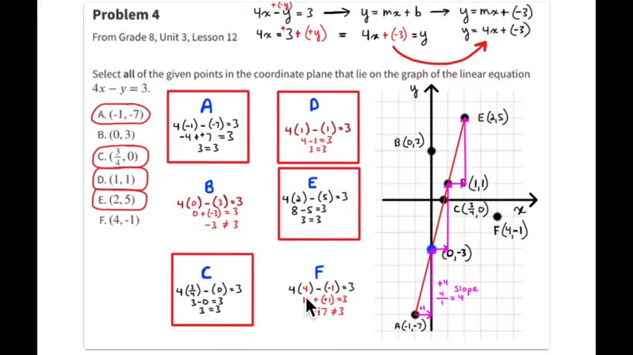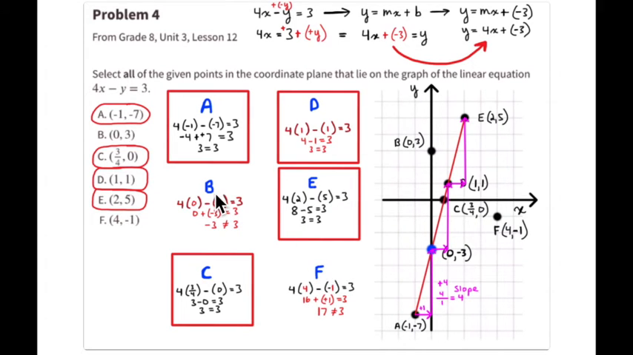X equals 4. 4 times 4 is 16, minus y is negative 1, minus a negative 1, so that's the same as adding. Inverse operation is addition. Additive inverse is a positive 1. 16 plus a positive 1 is 17. 17 does not equal 3. So F does not work.